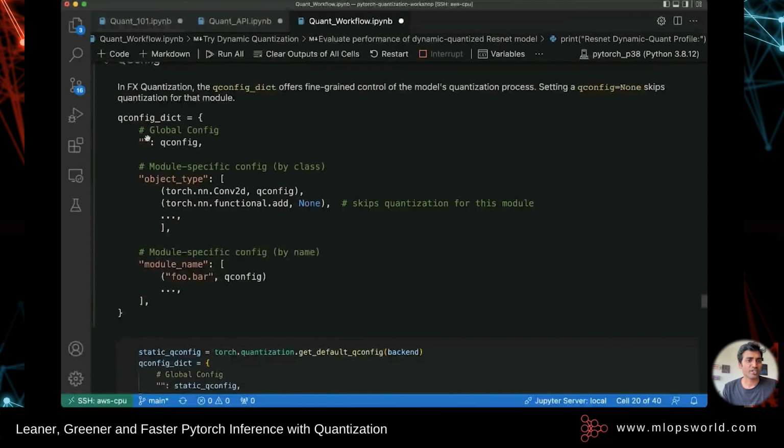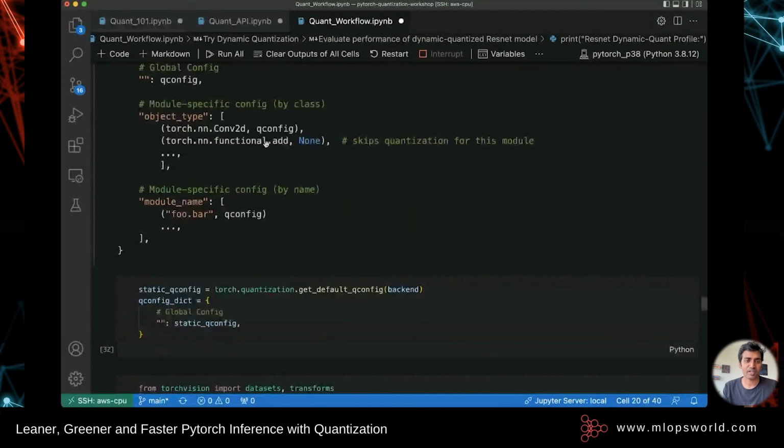So the qconfig dictionary offers a lot of control in how you want to approach quantizing your model. By default, you're going to have the default qconfig for all of the layers. But then if you want to change that for each module, you can do that over here. So for example, if my model had an add and I don't want to quantize that, I can simply have a None over here, and that just skips quantization for that particular operator.